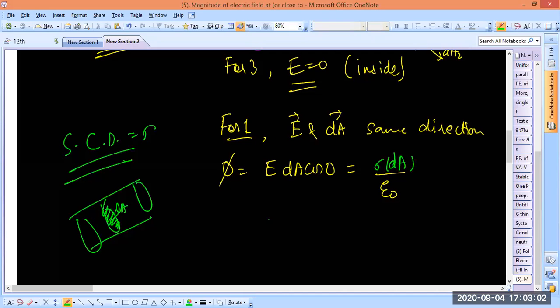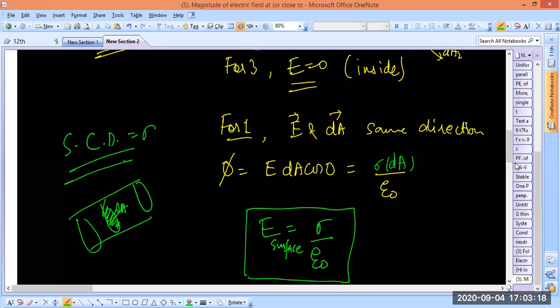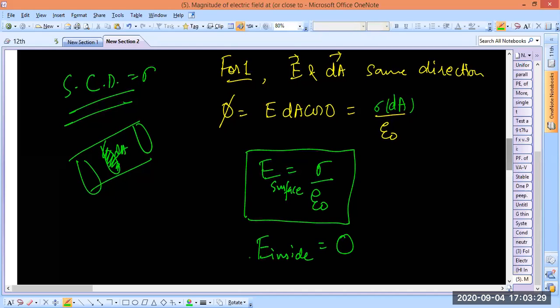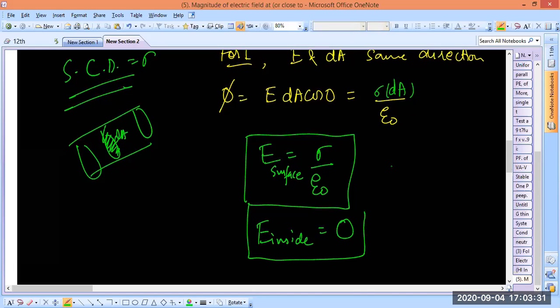So dA and dA cancel, and E in magnitude is equal to sigma by epsilon 0. But this electric field is at the surface. Don't forget that, not inside. Inside is 0, right? So the electric field at the surface is sigma by epsilon 0. The electric field inside the body is 0, and the direction is normal, which we already know.